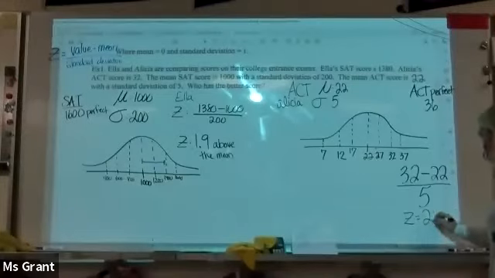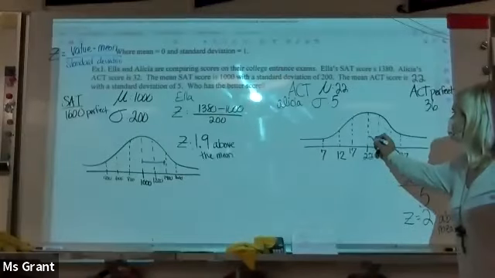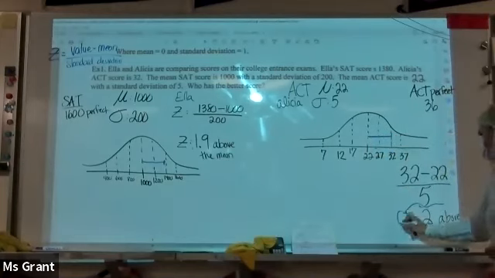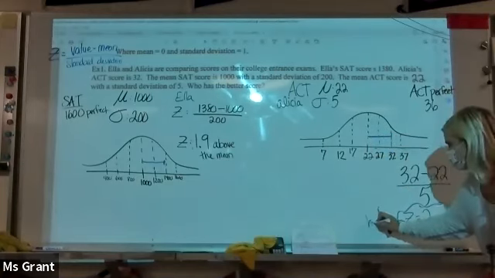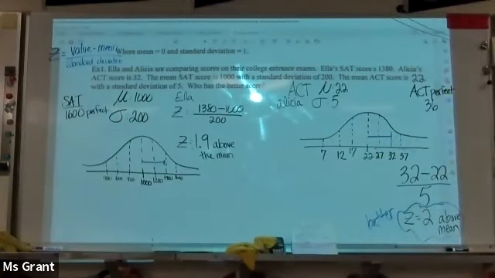Z is equal to... the z-score is 2. That means 2 above the mean. So if you're comparing 2, 1, 2, Alicia did better because her score is higher on average. Her z-score is higher. That's what z-score means.